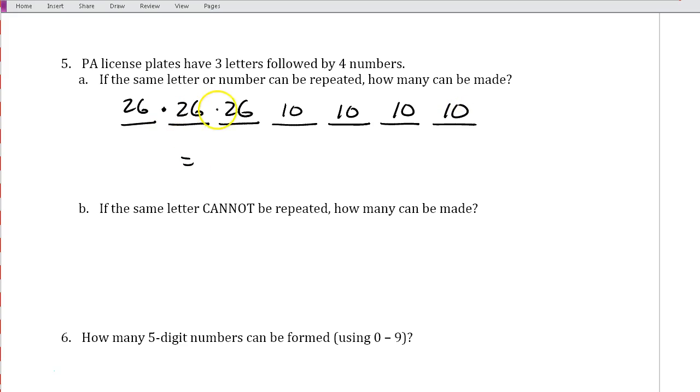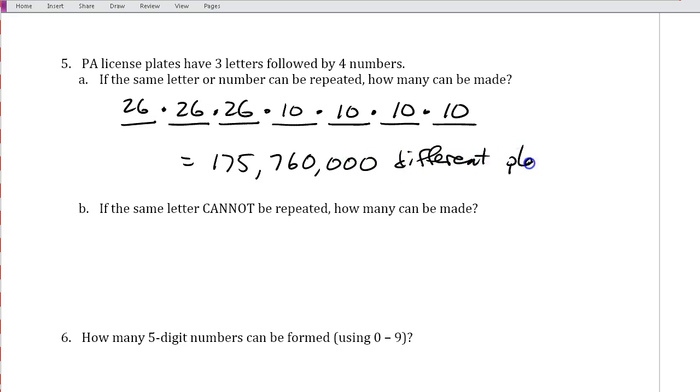And if we multiply these all together, we're going to get 175,760,000 different plates.